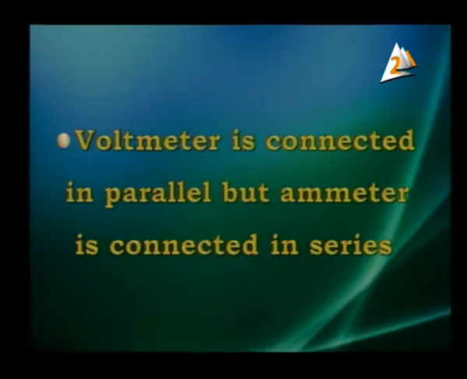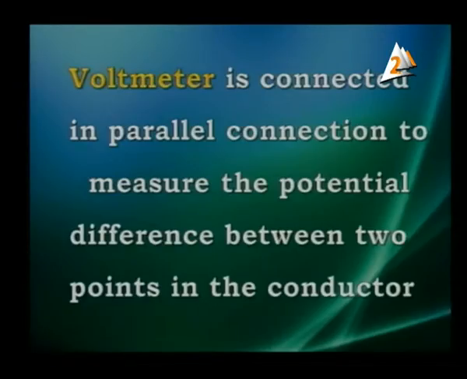Voltmeter is connected in parallel connection, but ammeter is connected in series connection. We have two types of measurement, voltmeter and ammeter. And we have two types of connection, parallel and series. Voltmeter is parallel, ammeter is series. Why? Because each one of them has its own function. Voltmeter is connected in parallel connection to measure the potential difference between 2 points in the conductor. Potential difference means the difference in the voltage between 2 points in the conductor. So it must be connected in parallel connection.